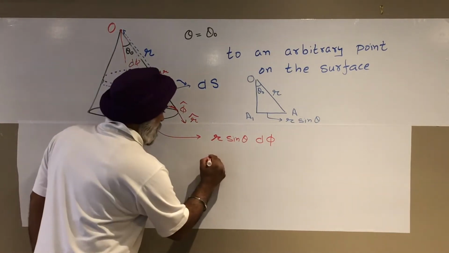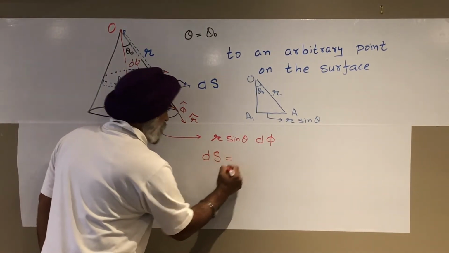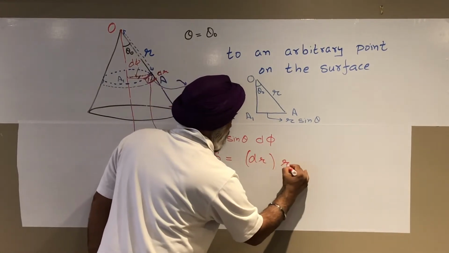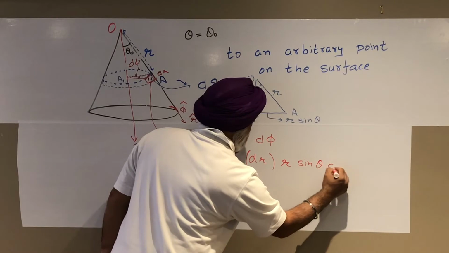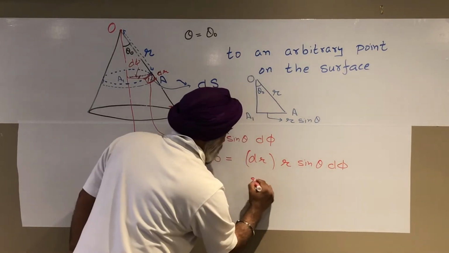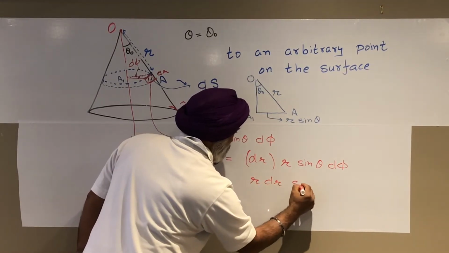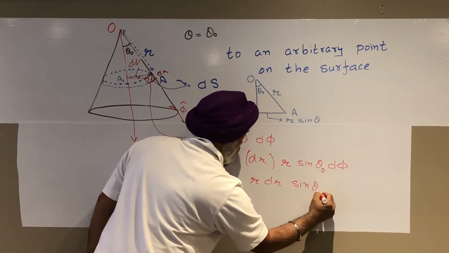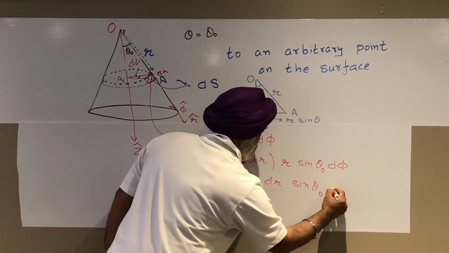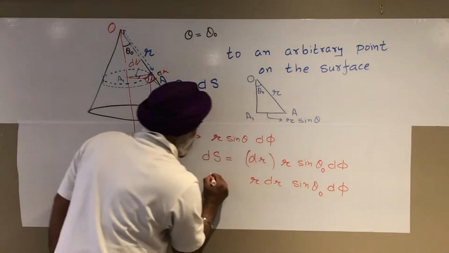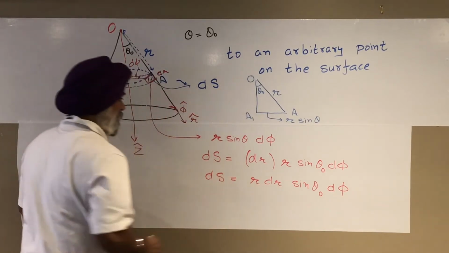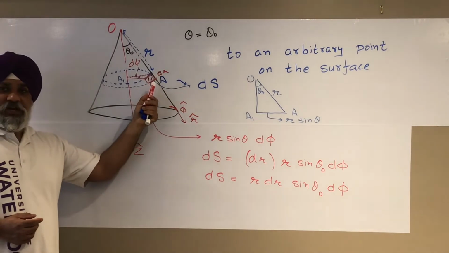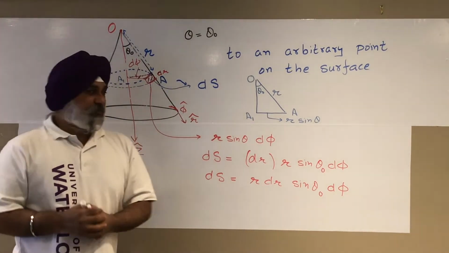And thus, my ds element simply becomes dr multiplied by r sine theta d phi, or r dr sine theta, and theta is constant, so I can call it theta naught, sine theta naught d phi. That becomes this shaded red differential surface element.